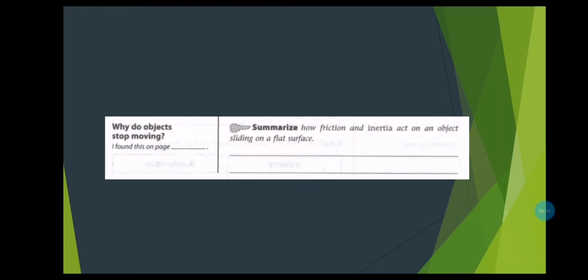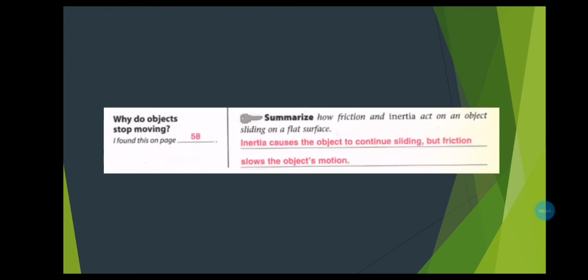Now, summarize how friction and inertia act on an object sliding on a flat surface. In other terms, why do objects stop moving? And the answer is on page 58. Inertia causes the object to continue sliding, but friction slows the object's motion. This is why most objects stop moving.